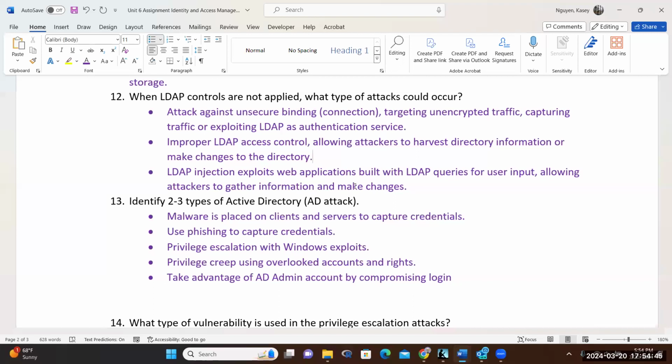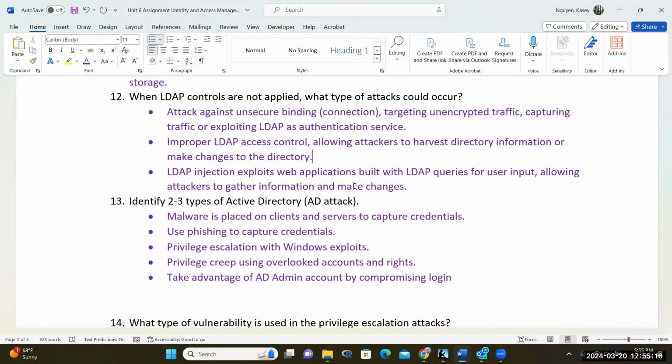For the types of attacks, you just need two or three, and list more. So malware can be placed on the client and the server systems to capture credentials. That could be a Trojan or keylogger, right? They can use phishing techniques to capture credentials. So authentication, that first A is important, and that's usually the area that they look for.